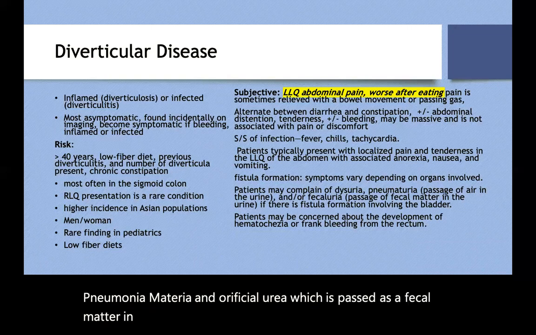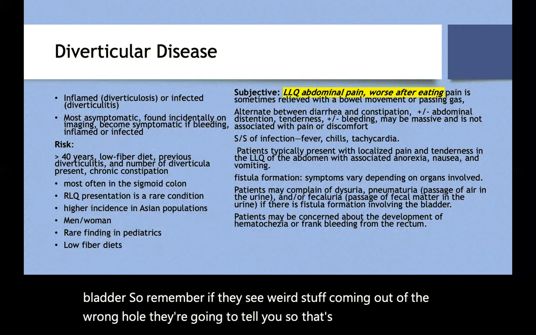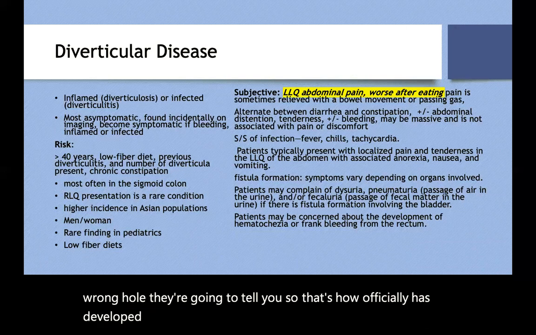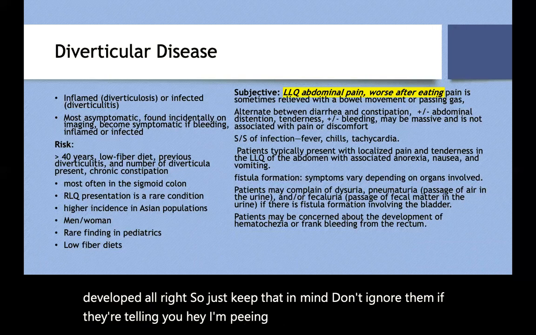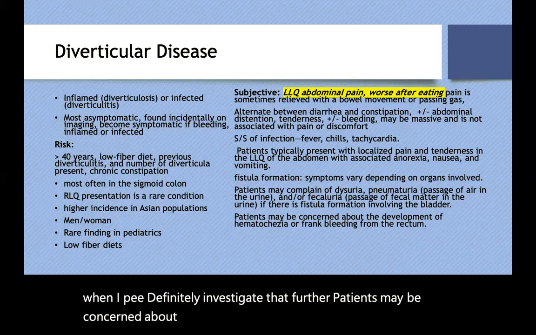This occurs if there is fistula formation involving the bladder. So remember, if they see weird stuff coming out of the wrong hole, they're going to tell you. So that's how you know a fistula has developed. All right, so just keep that in mind. Don't ignore them if they're telling you, hey, I'm peeing something weird, or it feels weird when I pee. Definitely investigate that further. Patients may be concerned about the development of hematochezia or frank bleeding from the rectum.